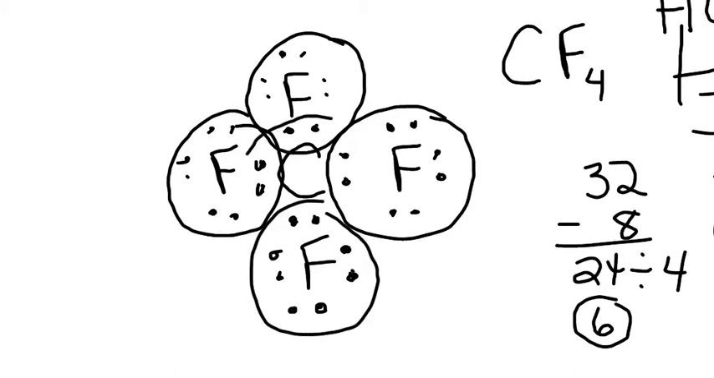And in the center, carbon has access to 8 electrons as well. Remember, 4 of them belonged to carbon, and the rest belonged to fluorine. Each fluorine having 7 dots, sharing 1 electron with the carbon, and carbon having 4 electrons sharing with 4 fluorines. Everyone has access to an octet.